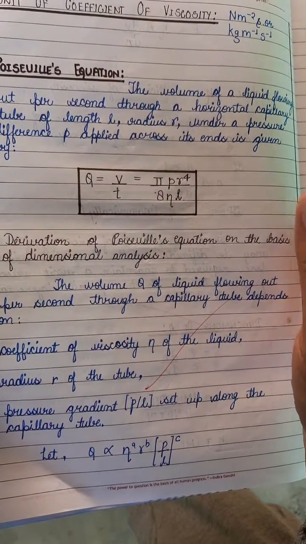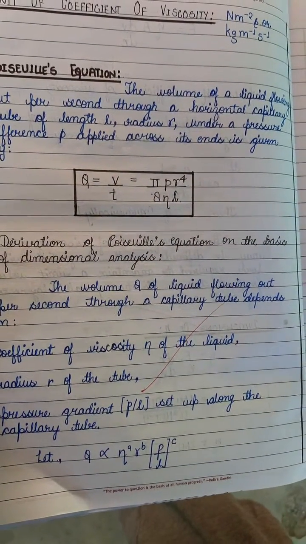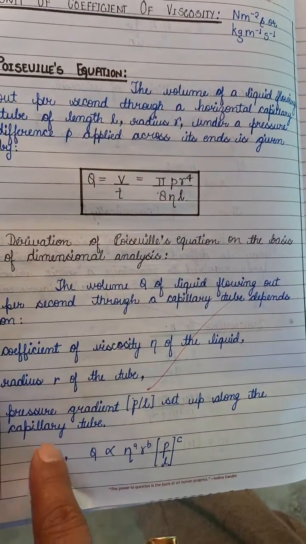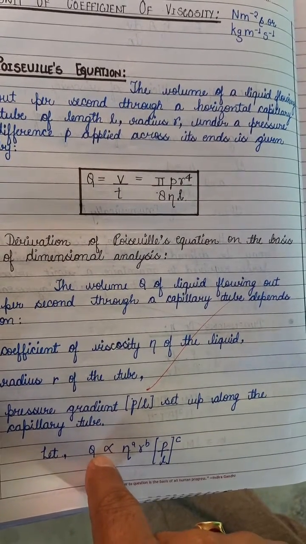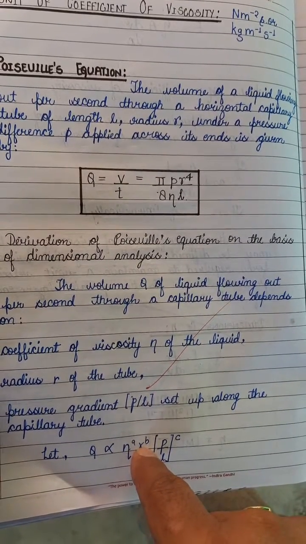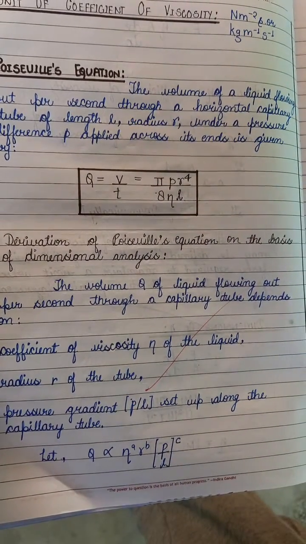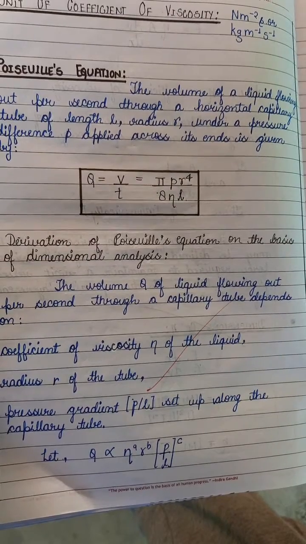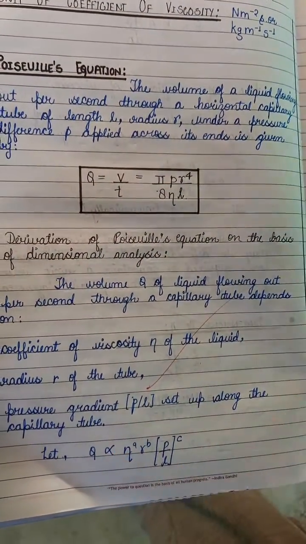There is no direct method to derive the expression, so we have to derive it with the help of dimension analysis. The rate of flow, or quantity of flow, through any opening is directly proportional to the coefficient of viscosity, and depends on the radius of the opening, R, and P upon L, that is, pressure per unit length. With the help of this dimension analysis we have to derive the relationship among these physical quantities.